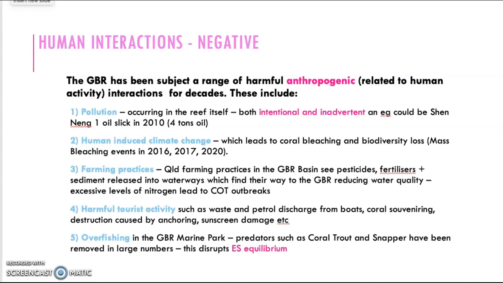Tourist activity can be harmful, things like anchoring and sunscreen damage, as well as overfishing, be it for commercial fishing or for recreational fishing. All of these interactions can disrupt the equilibrium or the balance that exists within the ecosystem. What I'll ask you to do in a moment when you finish this video is to do some research on a few of these different interactions, and there are some links on Schoolbox to help you get started.